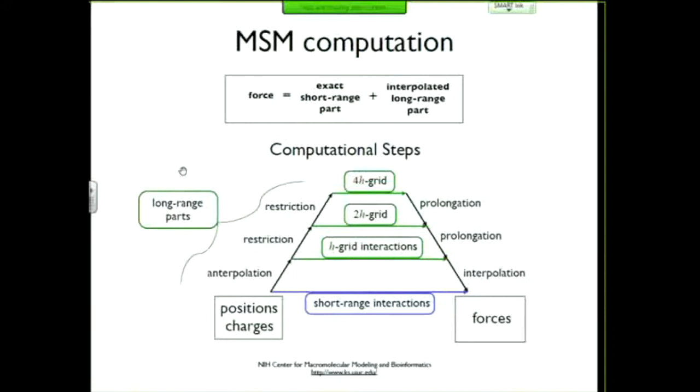And then we've got a prolongation step, again, just like you would in a multi-grid method, where you are summing the coarse contributions from the 4H grid down to the 2H grid and down to the H grid and so on. And finally, you've got a final step that's referred to as interpolation that gives you forces at your atoms.